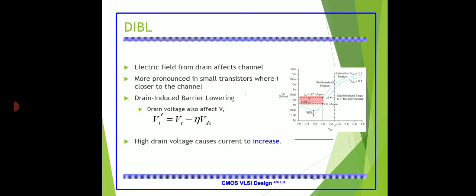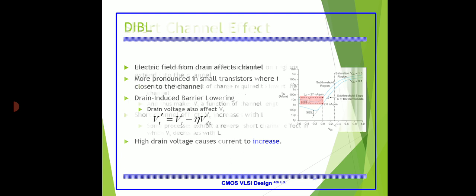And next, these effects cause the region to be in the linear region. So you can see this in the drain induced barrier lowering. Here the electric field from the drain affects the channel, since these transistors are closer to the channel. And this drain induced barrier lowering, which you can write as VT dash is equal to VT minus eta into VDS. And here this high drain source voltage causes the current to increase. You can see in this graph.